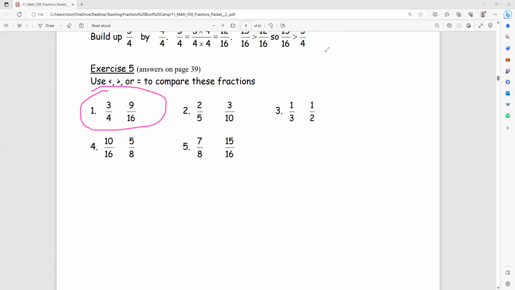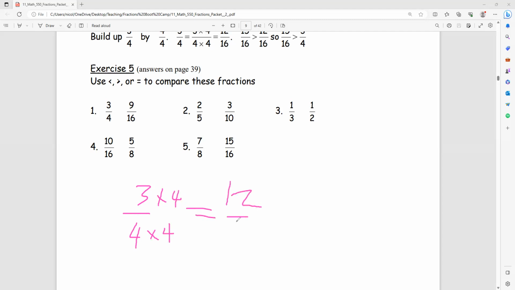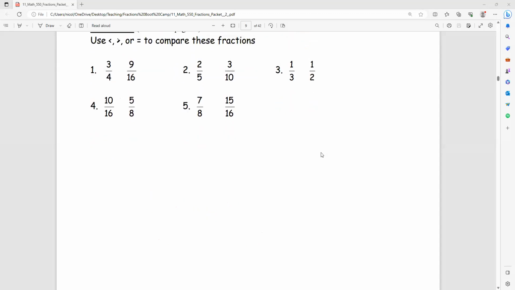For comparing fractions, looking at this can be a bit tricky, but they want you to make them have the same denominator, right? So if I have 3/4, I want to get the bottom to 16. So I'm going to multiply top and bottom by 4, and I get 12/16. And then you can see 12/16 is greater than 9/16. So you can use equivalent fractions to see which one is greater.